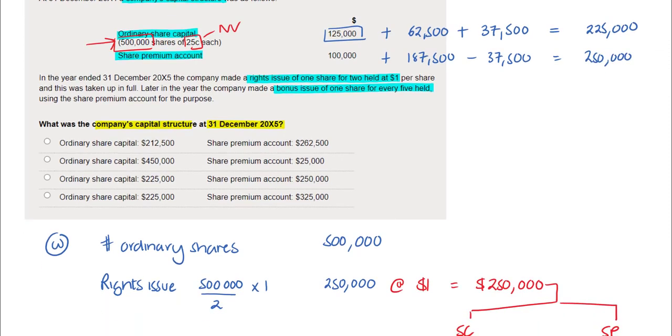We can see that from the options presented, that is option number 3 as the correct answer.